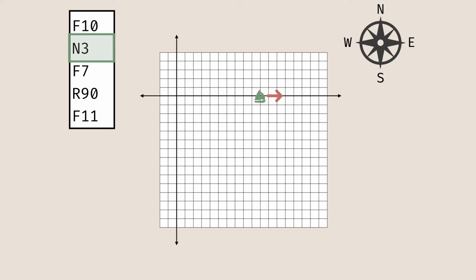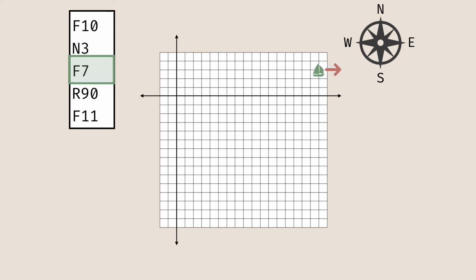And so what this command is saying is I should move my ship up 3 units north, irrespective of the direction it's facing right now, right? So although my ship is facing east, N3 just means go to the north exactly 3 units. So it ends up looking like this. Now I have F7, which means move forward based on my current direction. So that means 7 toward the east.